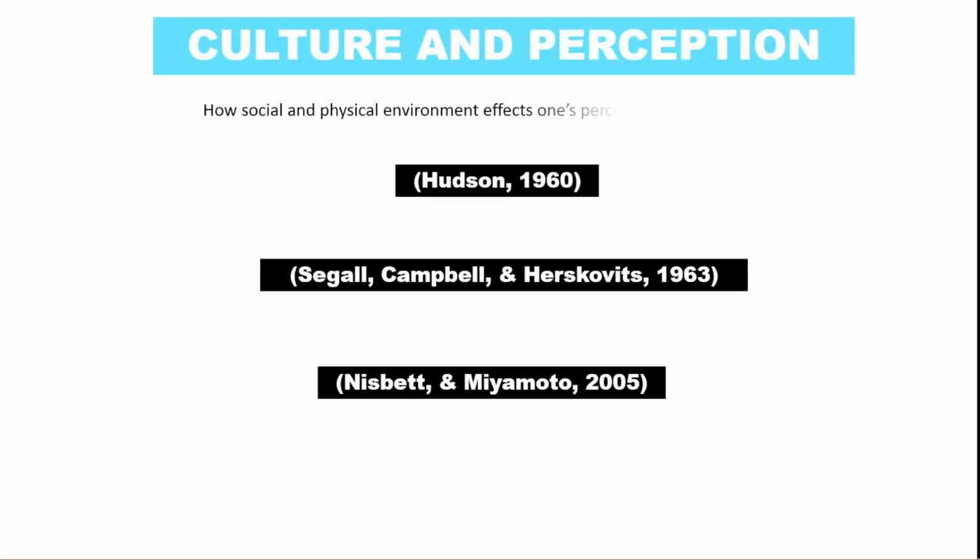There are a few studies about how culture affects the perception of an object. So we are going to study all the social or environmental cues or factors that are responsible for change in our perception or judgment. There are three studies: Hudson, Segall, Nisbett. So let's go with each one.